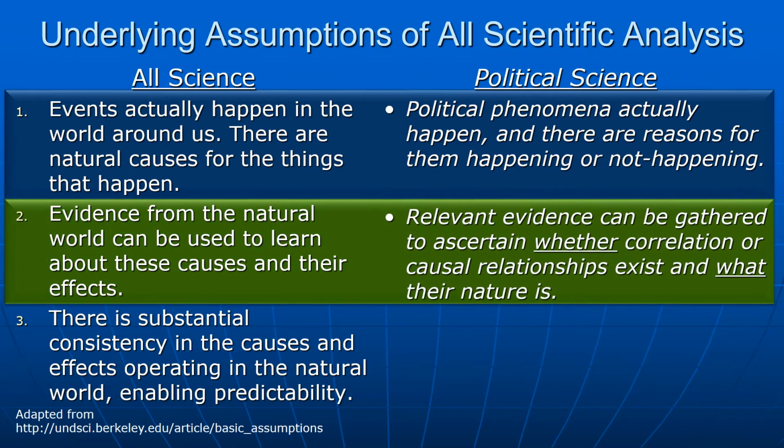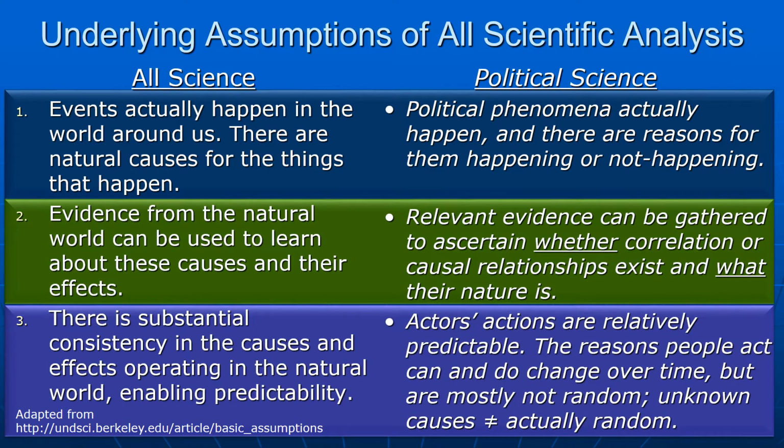With the second assumption, we can identify that relevant evidence can be gathered to ascertain whether a relationship exists, whether a causal relationship exists, whether correlation exists, and we can develop models to help us understand the nature of that. A big part of this class that I'm teaching on data in politics and policy is based upon these measured concepts and understanding the nature of correlation and causality. But an underlying assumption of political science is that if we gather the right evidence, we can determine what causes and effects are in the political realm.